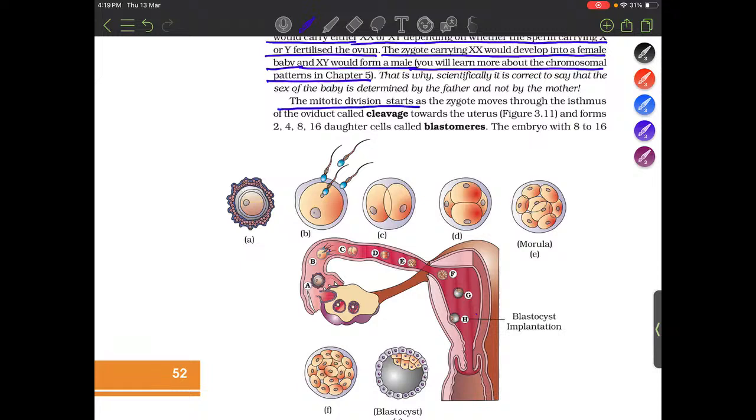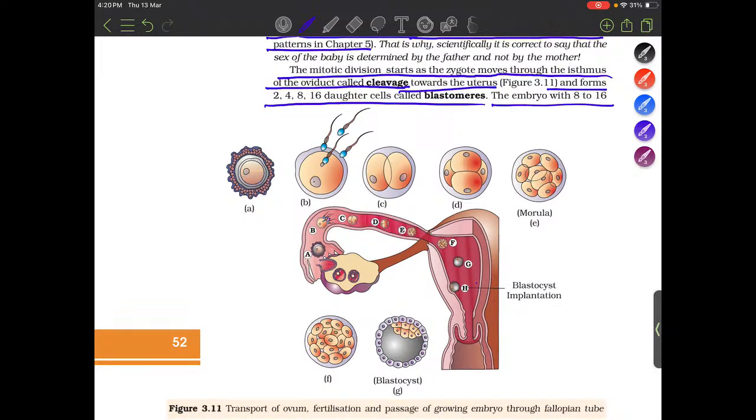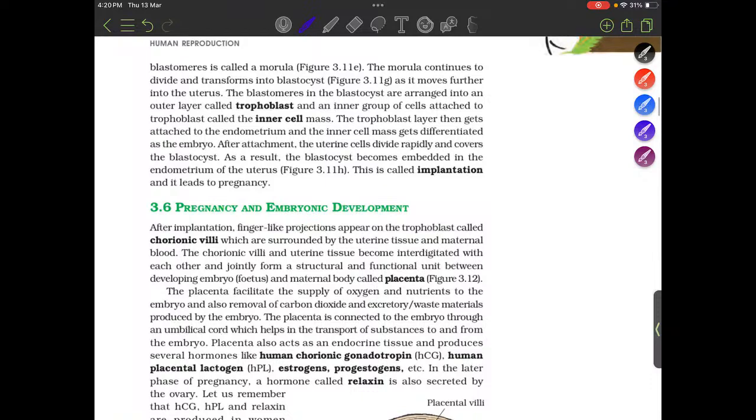The mitotic division, called cleavage, starts as the zygote moves through the isthmus of the oviduct toward the uterus, and forms 2, 4, 8 and 16 daughter cells called blastomeres. The embryo with 8 to 16 blastomeres is called a morula.